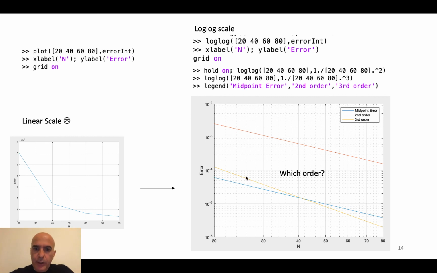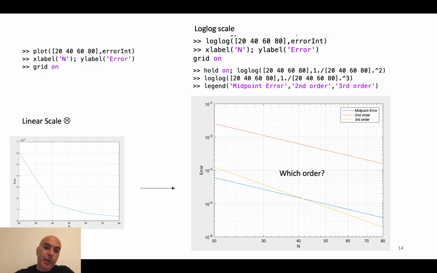Here you see the respective MATLAB code that I used. So the question is, which order is our scheme? This blue line represents the error that I calculated in the previous slide. Which is the order? Well, what we can do is compare the slopes of these different curves. You see that the slope is equal to this red line here, right? So it's second order. This was easy because we already knew that the scheme to calculate this integral is second order, so this is what was expected.